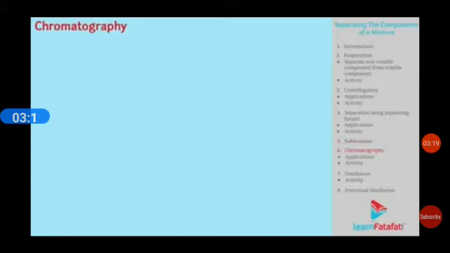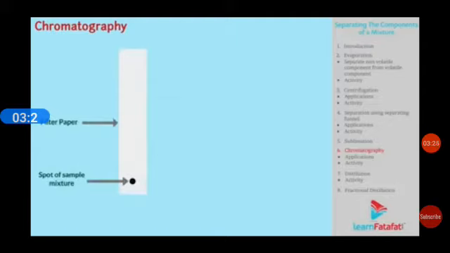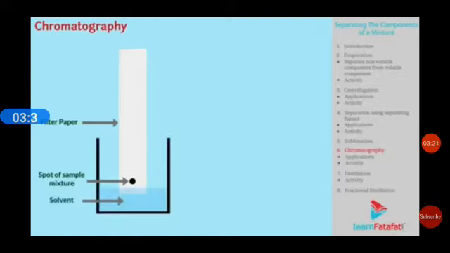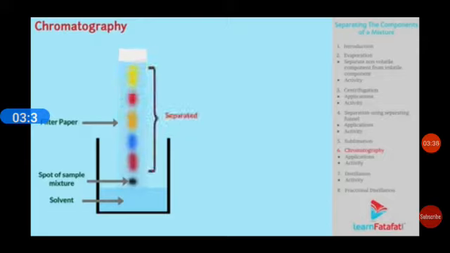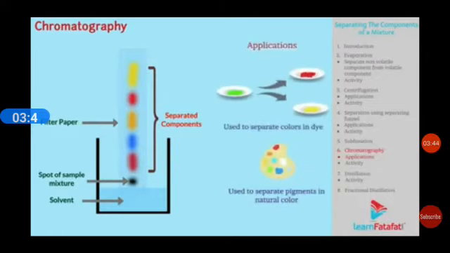Chromatography. In this method, spot of sample mixture is applied on filter paper and then filter paper is placed in solvent. Components in mixture which are more soluble in solvent rises faster on filter paper, thereby separating all components from sample. Application. Let us now have a look on activity.